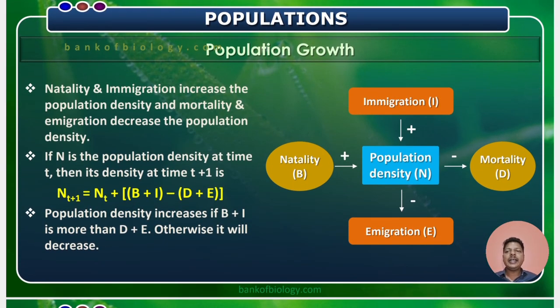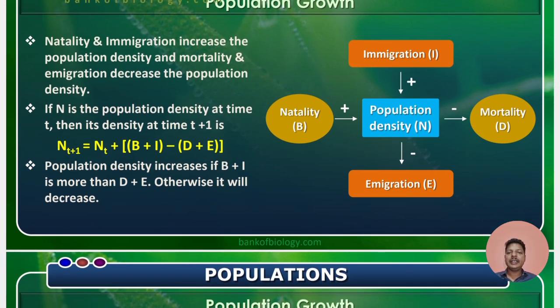Next, natality and immigration increase the population density, obviously, and mortality and emigration decrease the population density. If N is the population density at time t, then its density at time t plus 1 is N t plus 1 equal to N t plus B plus I minus D plus E. B plus I, natality plus immigration, minus mortality plus emigration. Here you can see population density increases if B plus I is more than D plus E. Otherwise, it will decrease. Simple.